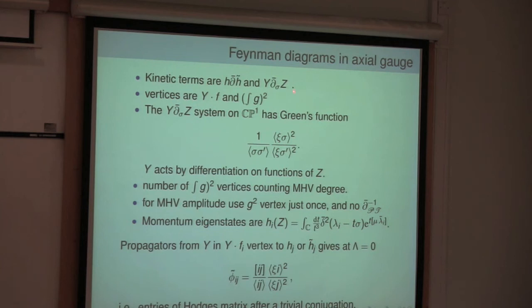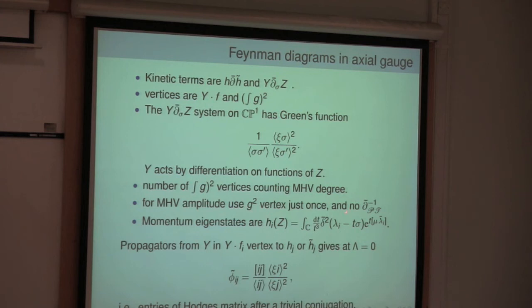So the y d bar z system has this Green's function on the Riemann sphere, but you see that we have these functions of z, f and g, and y will act by differentiation on these functions f and g when you do contractions. And the integral of g squared, it's meant to be a bracket there. These vertices count the MHV degree. If you have one such vertex, you're MHV, if you have two of them, you're next to MHV, three of them, next to next to MHV, and so on. And so for the MHV amplitude, we just need to use this integral g squared vertex just once.